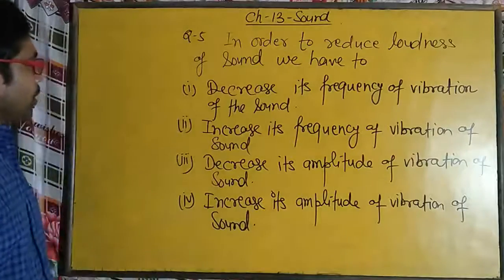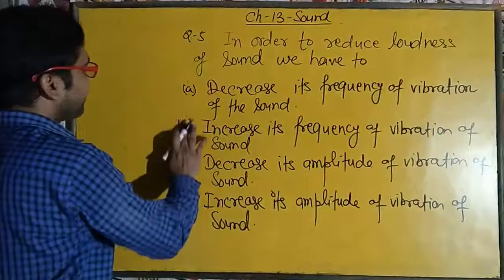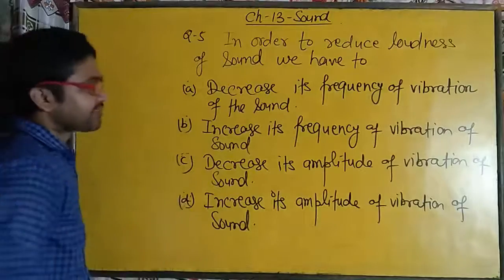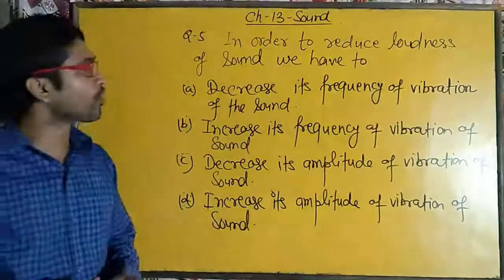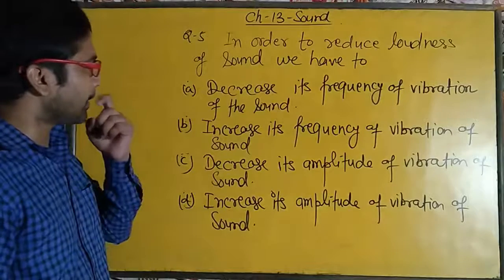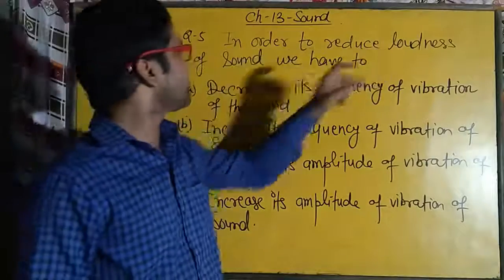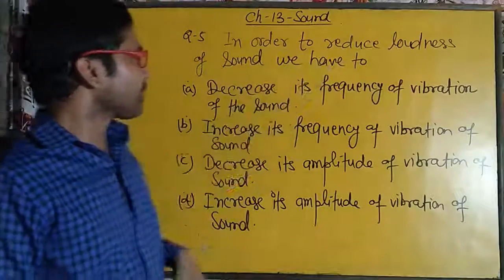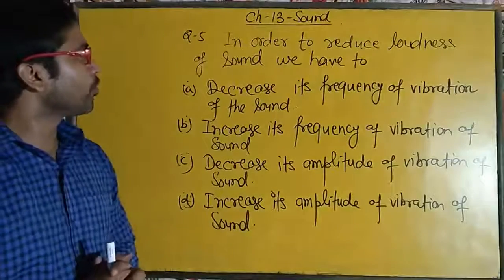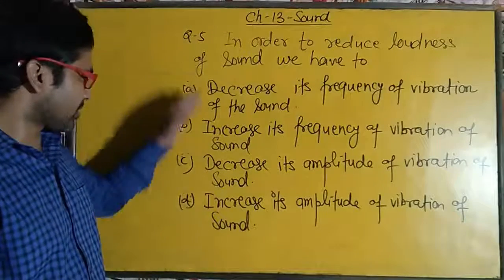Okay, so actually in your book the options are taken as A, B, C and D. So I am trying to write in the same way as it is given in your book. So let me repeat the question and the four options which are given here. The question is, in order to reduce loudness of sound, we have to. Now you have to do something among these four. Any one of them is the correct option, because only one choice is correct here.